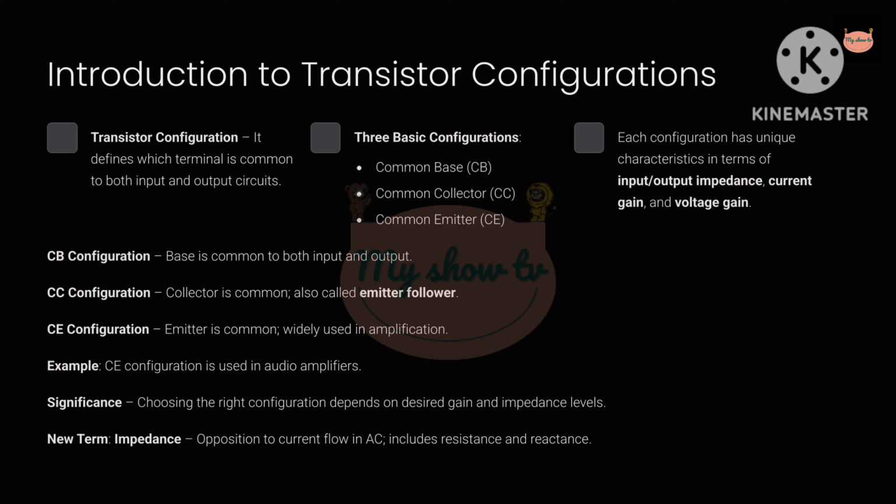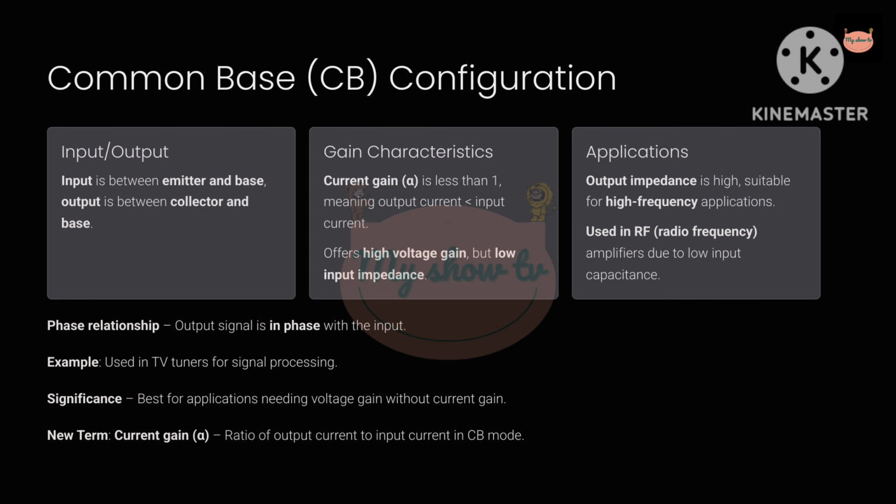The significance of studying these configurations lies in choosing the right setup based on what we need: voltage gain, current gain, impedance matching, or signal phase. A new term here is impedance, which in AC circuits includes both resistance and reactance, and it defines the opposition to current flow.